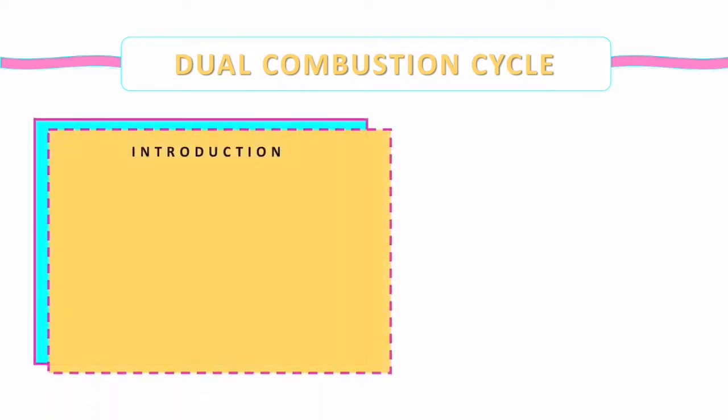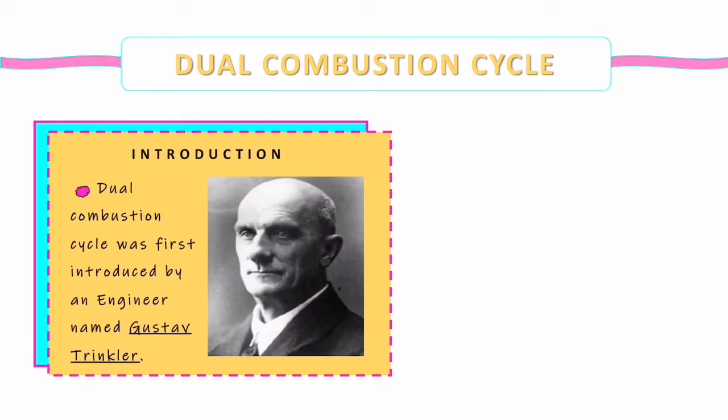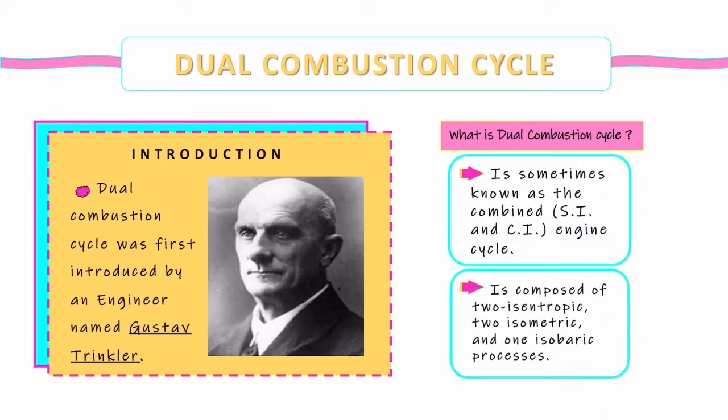Dual combustion cycle. Let me first introduce to you Gustav Drinkler. Dual combustion cycle was first introduced by a Russian-German engineer named Gustav Drinkler, who never claimed to have developed the cycle though. Dual combustion cycle is sometimes known as the combined SI or spark ignition and CI or compressed ignition engine cycle.